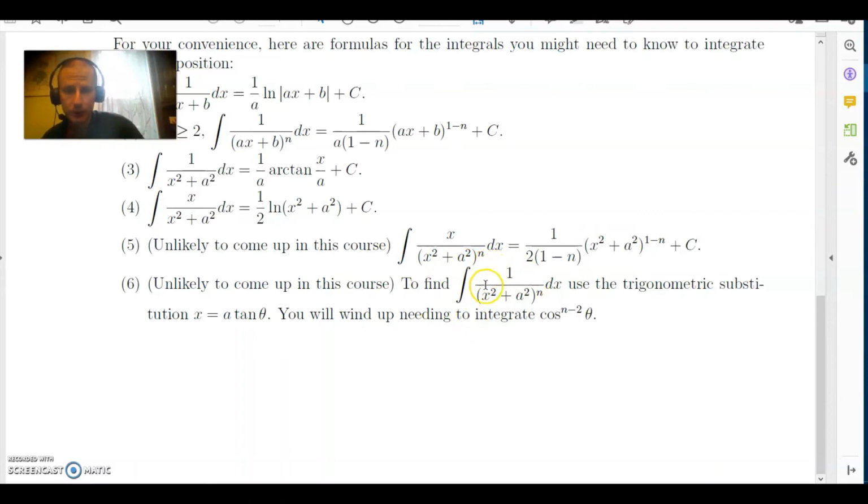And if you wind up with the integral of 1 over (x squared plus a squared) to the n dx, you can use the trig substitution where x is a tangent theta, in which case x squared plus a squared will be a squared secant squared theta, and when you move that, 1 over secant to the 2n theta is going to become cosine to the 2n theta. Then you're going to wind up having to integrate cosine to the 2n minus 2 theta. This is a typo here. It should be cosine to the 2n minus 2 theta, which is going to be really hard, but it is in principle doable by the right combination of reduction formulas and the other techniques you learn in section 7.2.